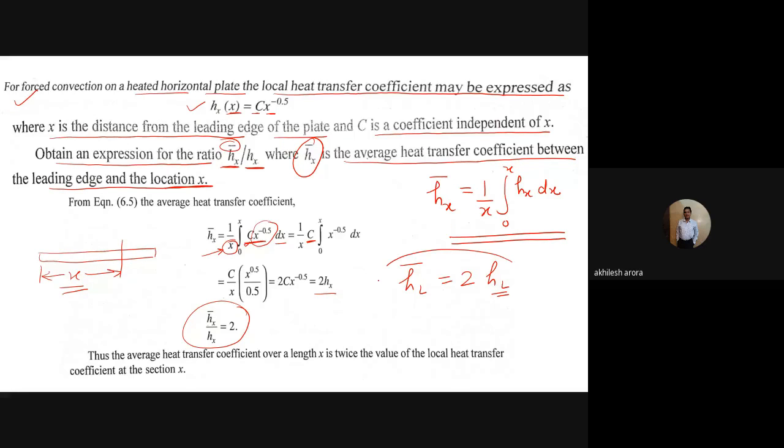Okay, this was the relationship which we got earlier also, and the same thing comes here. But don't go directly to the final answer, because here the value of x is minus 0.5. Had it been minus 0.7, the answer would have been different. So don't go directly to the conclusion that the final average value will be equal to twice the local value. It will depend upon the correlation which we are using.